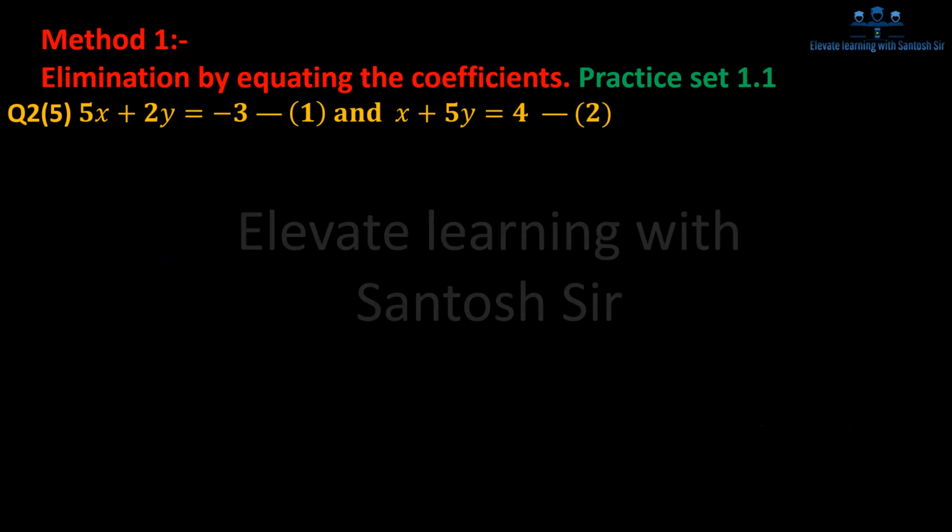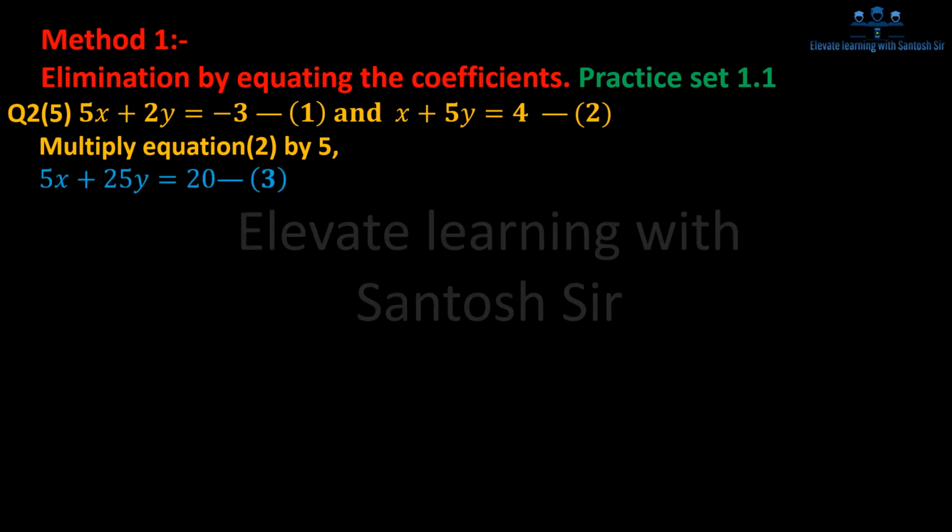Here, none of the coefficients are same, so we will have to make them same. This time, I'm multiplying equation 2 by 5. If I multiply equation 2 by 5, I will get a 5x over here, which will make it similar to the first equation. So, on multiplying equation 2 by 5, we get 5x plus 25y is equal to 20. Now, we have 5x over here, we have 5x over here. Since the sign is also same, we can subtract the two equations.